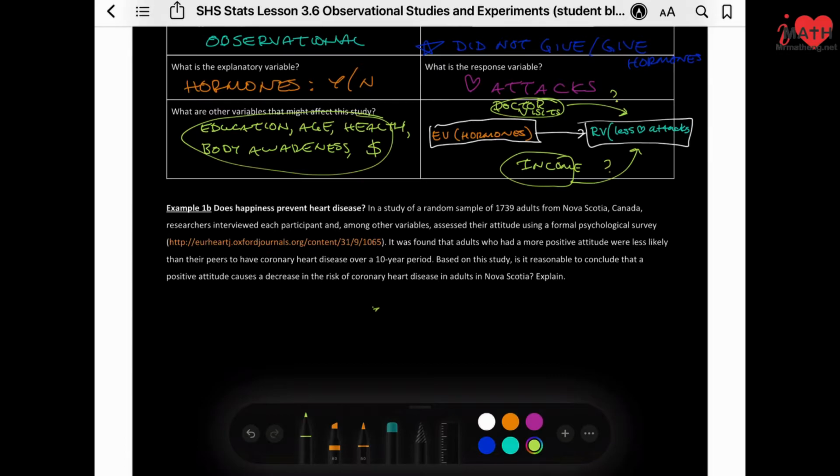All right, example 1B says, does happiness prevent heart disease? In a study of a random sample of 1,739 adults from Nova Scotia, Canada, researchers interviewed each participant and, among other variables, assessed their attitude using a formal psychological survey. It was found that adults who had a more positive attitude were less likely than their peers to have coronary heart disease over a 10-year period. Based on the study, is it reasonable to conclude that a positive attitude causes a decrease in the risk of coronary heart disease in adults in Nova Scotia?